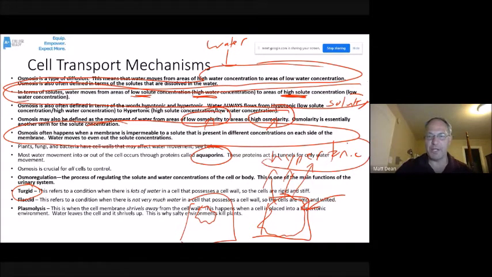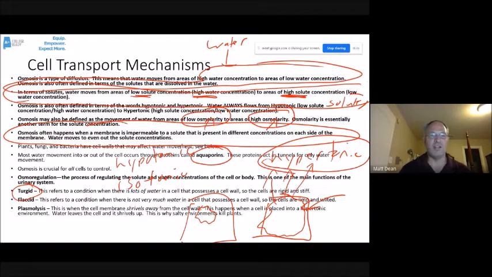Since we mentioned hypertonic essentially means the solution is more concentrated in terms of solutes than what we're comparing it to. The opposite of that is hypotonic. That's a solution that has less solutes in it than what we're comparing it to. And we might also refer to a term isotonic. So this refers to two solutions that have the same solute concentrations.